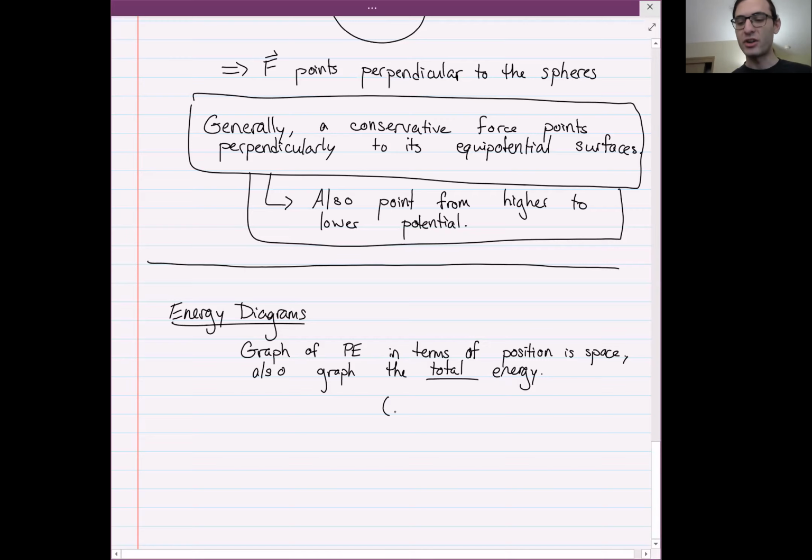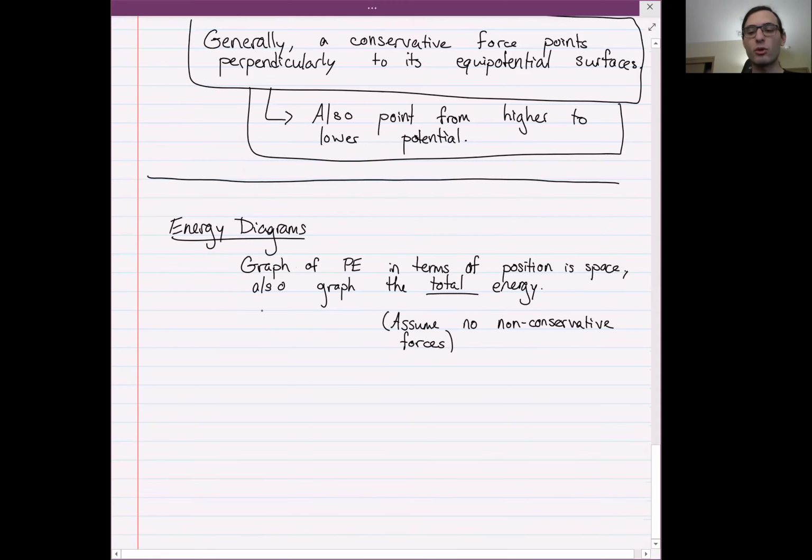By the way, when we're talking about energy diagrams, we have to assume that there are no non-conservative forces. Just because there isn't a potential energy function for non-conservative forces, so we wouldn't be able to graph that. And so the energy would change even though it's not mirrored by the potential energy. It would just make things confusing. And so from these graphs, there's actually a lot to learn. You can learn a lot about the dynamics of the system just by looking at these graphs.